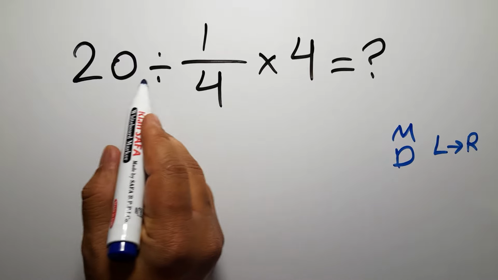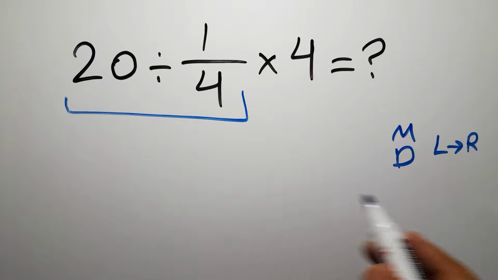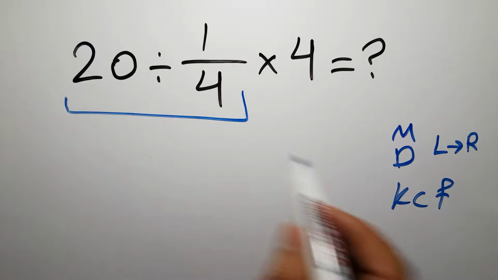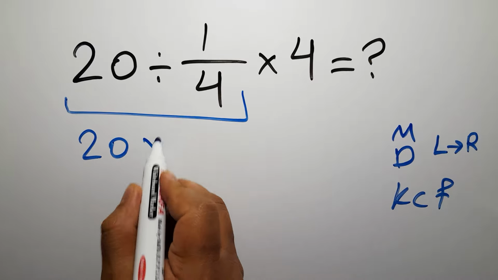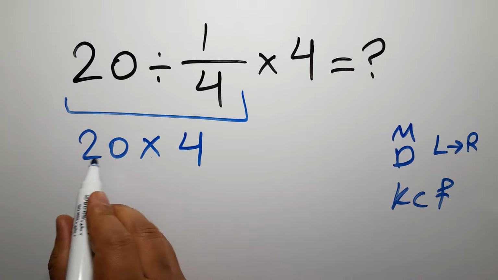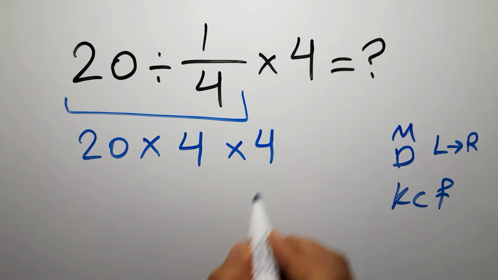So first we have to do this division, 20 divided by 1/4. According to the KCF rule, K stands for keep, C stands for change, and F stands for flip. Keep the first fraction, change division to multiplication, and flip the second fraction. So we have 20 times 4 and again times 4.